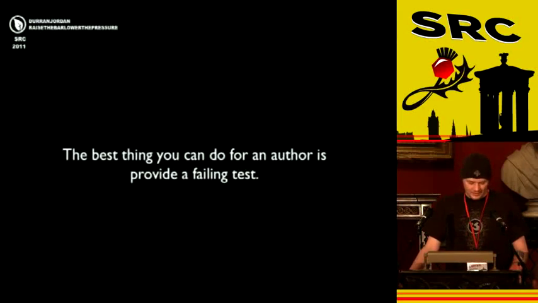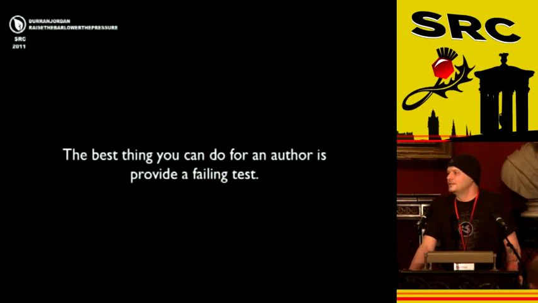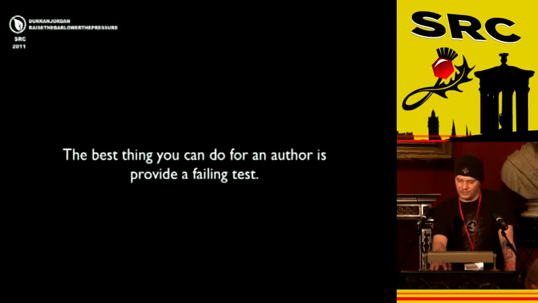If you can't navigate the framework or the test suite that well to provide the failing test, the next best thing you can do is a gist. Give some sort of reproducible steps that the maintainer of the project can follow to start a new Rails project, new Sinatra project, and easily recreate it, and then they can write their own failing test for it.